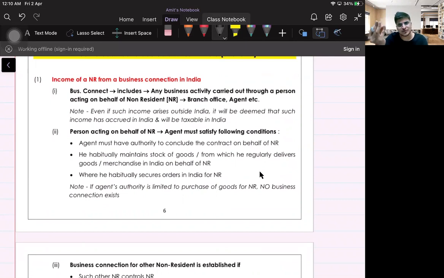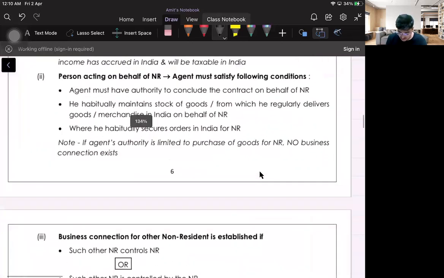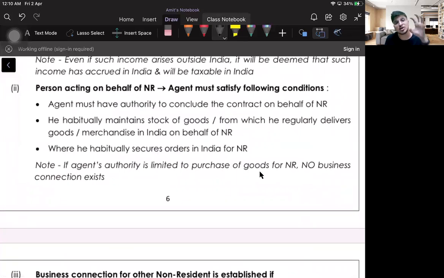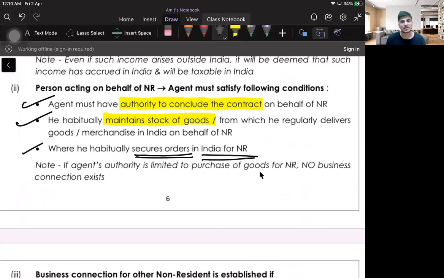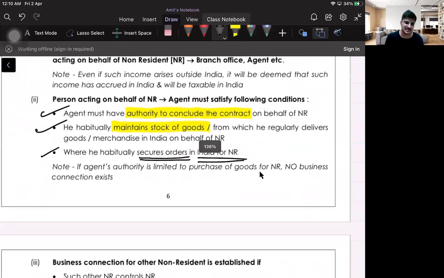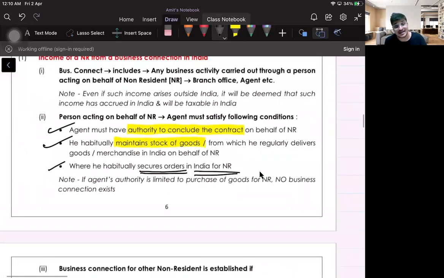Business connection माने उसका branch office हो सकता है, उसका agent हो सकता है. That means he has a business in India. तो agent ने कौन से conditions satisfy करने चाहिए? तो उन्होंने इसमें बोला है that the agent must have the authority to conclude the contract. He should have the authority to conclude the contract. Point number one. He habitually maintains stock of goods. First, conclude कर सकता है contract. Second, maintains the stock of goods and where he habitually secures orders in India for the non-resident. In that case, he will be considered as an agent.